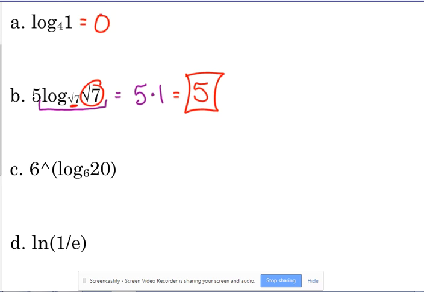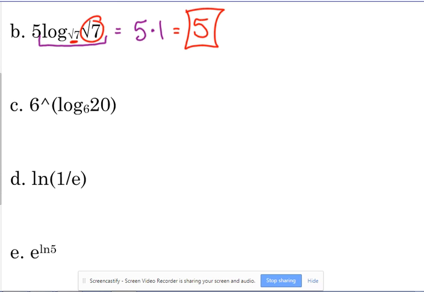Okay, similar thing going on here with C. Now I couldn't do an exponent and the subscript, so really this is what we're looking at here. It's a little bit better to look at it this way.